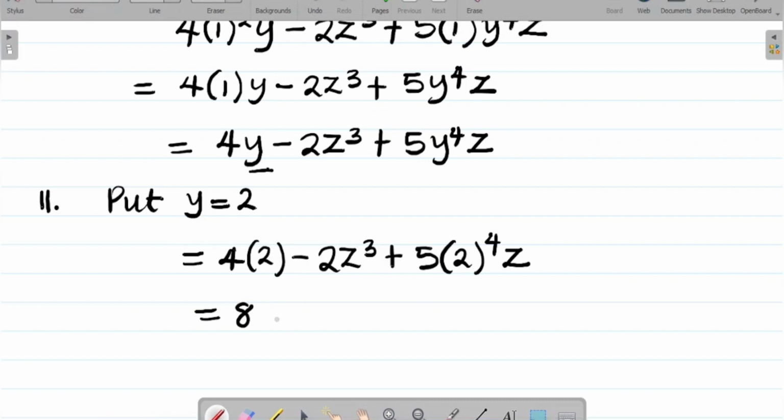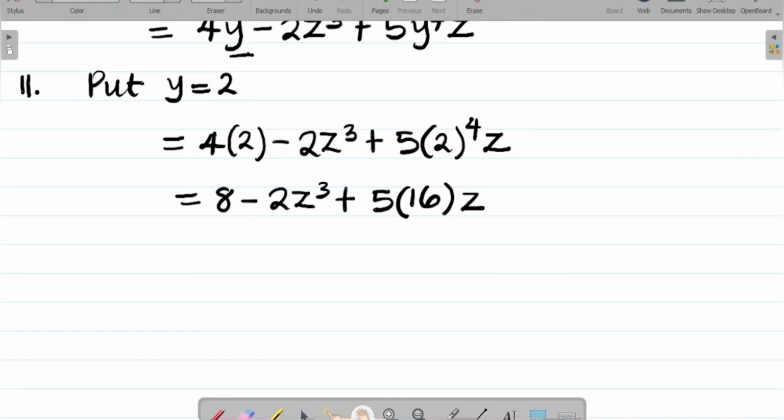So I have 8 minus 2z cubed plus 5 into 2 to the power 4 gives you 16, then I have z. Final task, simplifying again. This is equal to 8 minus 2z cubed plus I have 16 times 5, and that gives me 80. That's 80z.